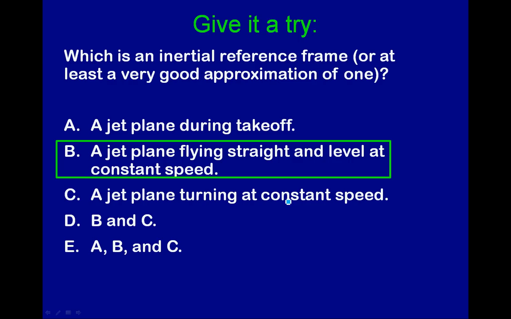A plane flying straight and level at constant speed has no acceleration. A jet plane during takeoff is going to be speeding up, so its speed will be changing, so it has acceleration. A jet plane turning at a constant speed, because it's turning, its direction is changing, and so it'll be accelerating as well. So B is the only case that's not accelerating. And again, that's what an inertial reference frame means.